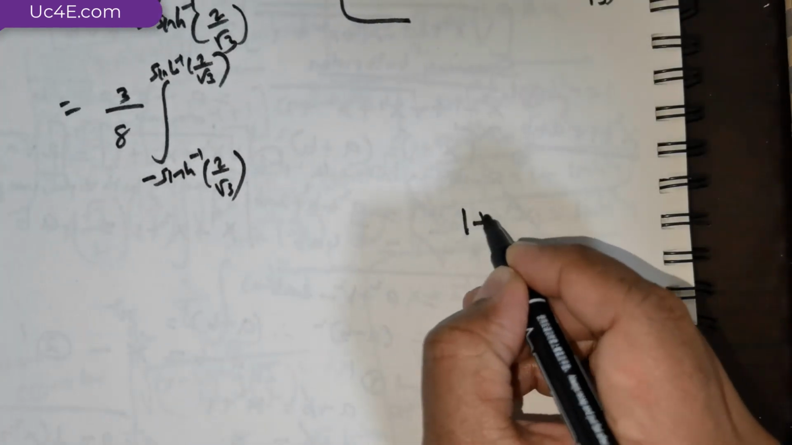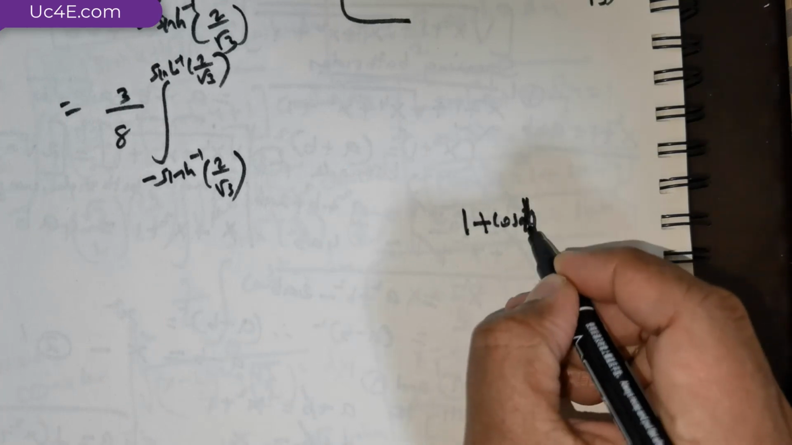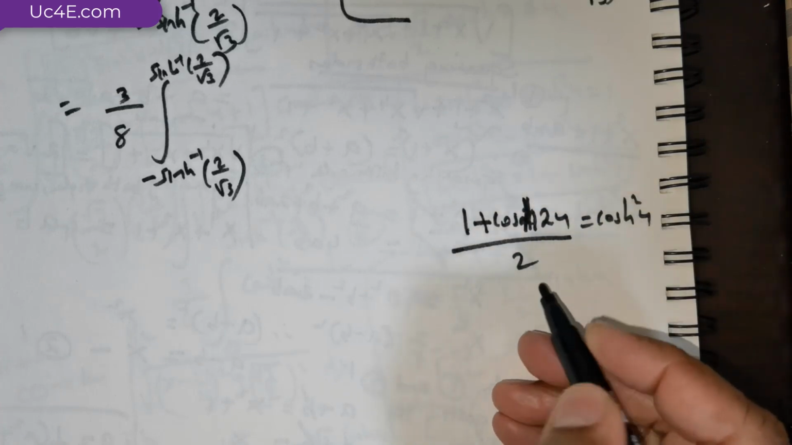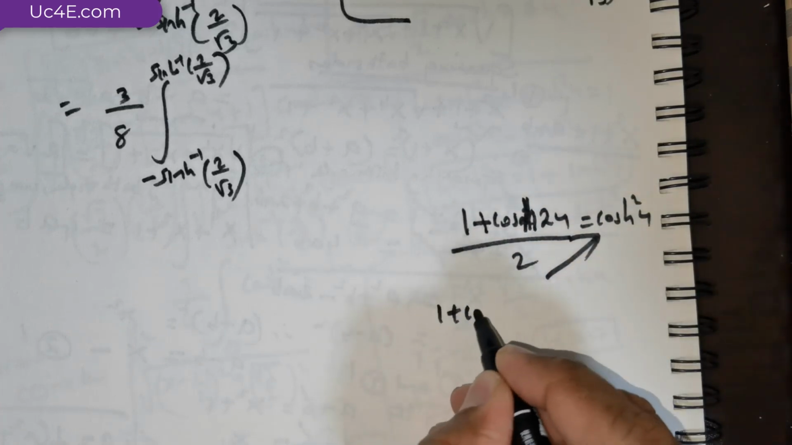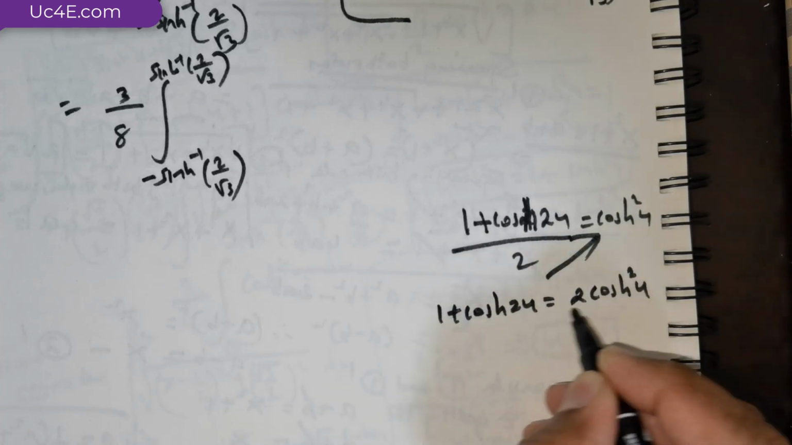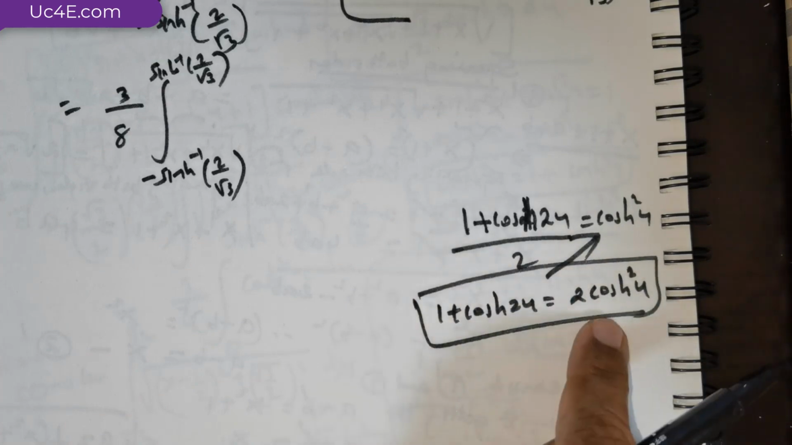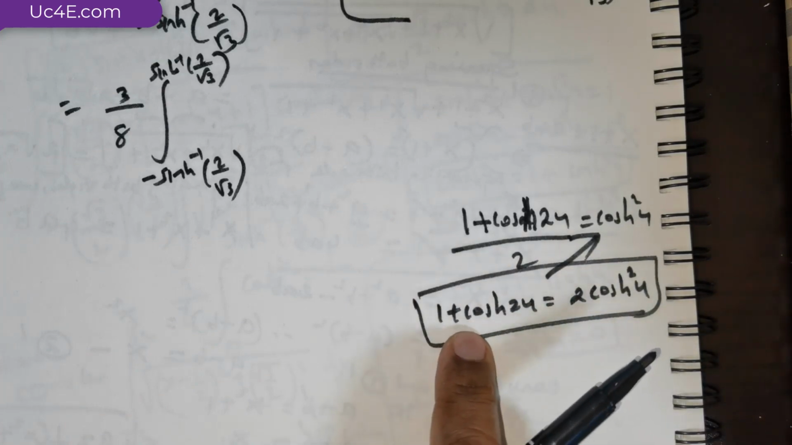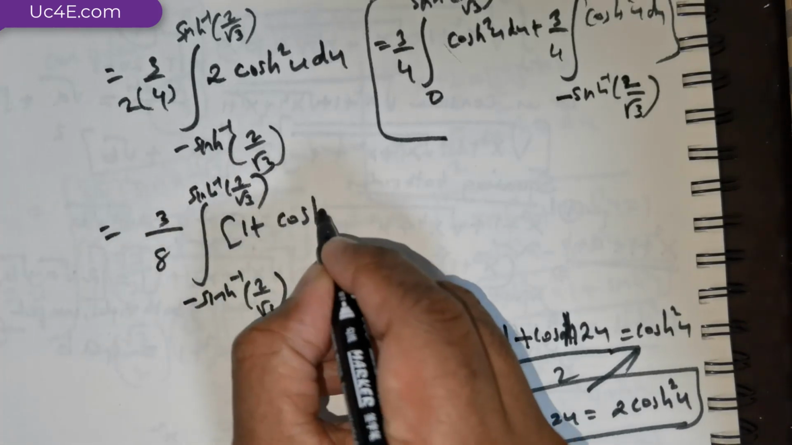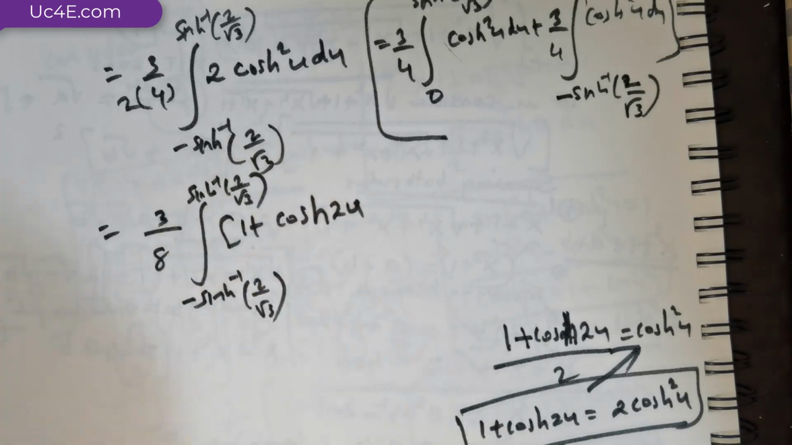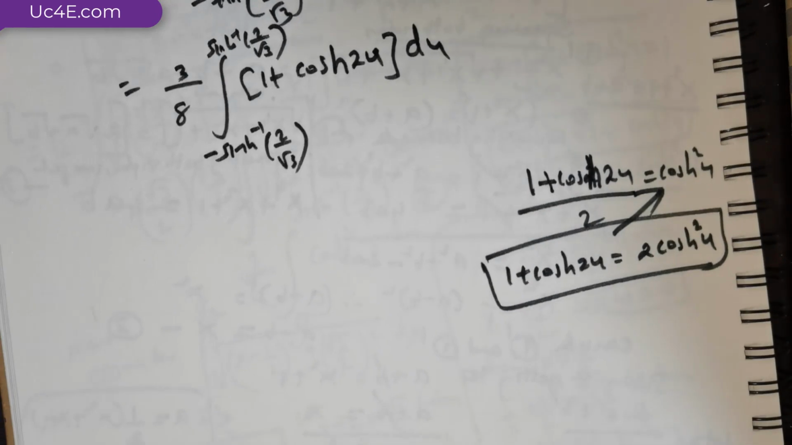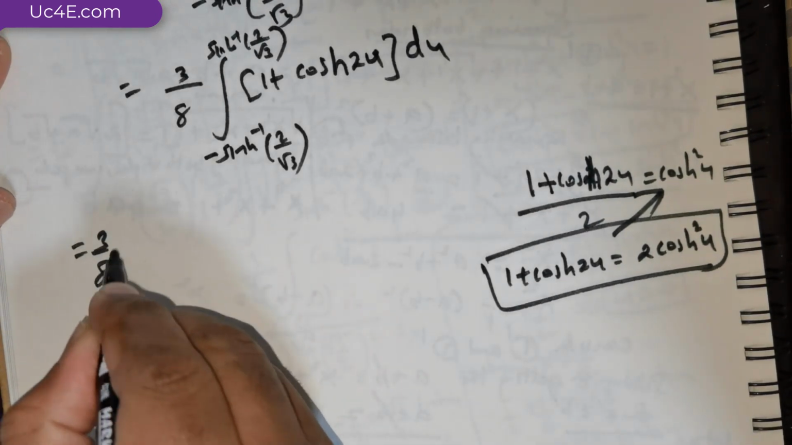Now we have a formula. What is it? 1 plus cosh 2u divided by 2 is equal to cosh squared u. I cross multiply this 2, so I get 1 plus cosh 2u is equal to 2 times cosh squared u. So in place of 2 times cosh squared u, I'm going to substitute 1 plus cosh 2u. So this is going to be 1 plus cosh 2u times du. Now I can rewrite this 3 over 8.